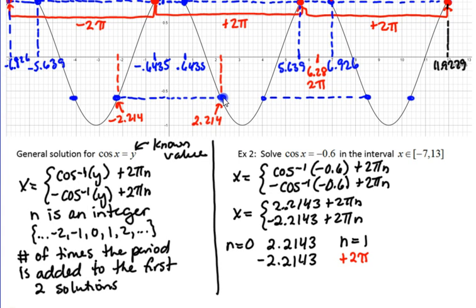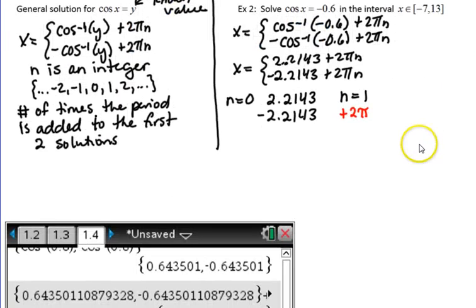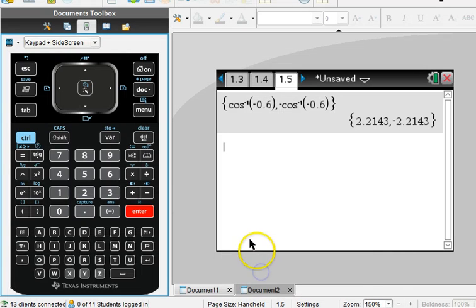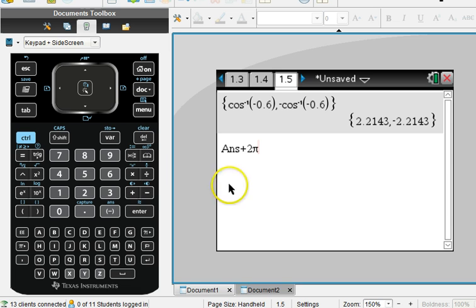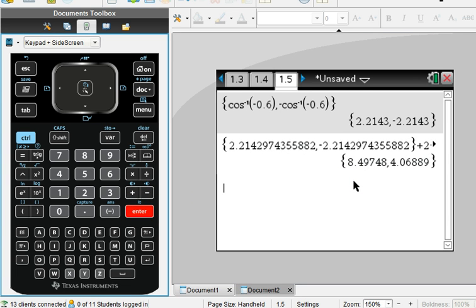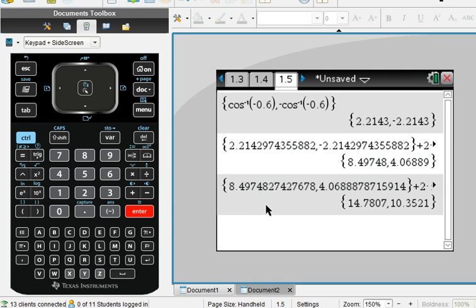Now I'm going to be adding 2 pi, which will take these two solutions and allow me to get the next two that are on this cycle here. So when n equals 1, I'm adding 2 pi. Going back to my calculator, I'm going to take what I have already and add 2 pi to this. And those are my next two solutions. I'm going to add 2 pi one more time because I will need another solution in addition to that. And I'm going to subtract 2 pi also, taking my original 2 and subtracting 2 pi.